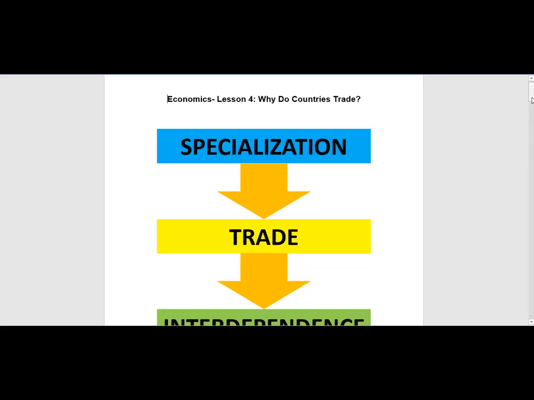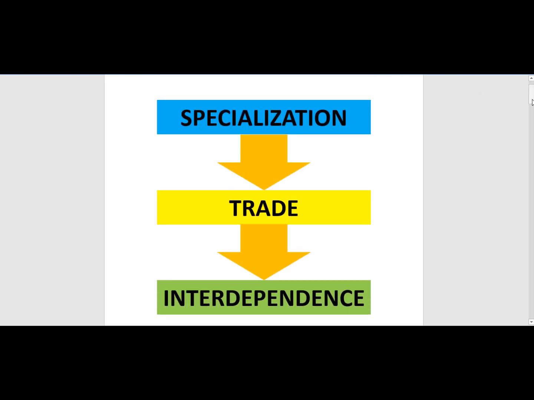So let's get our handouts out here. Economics lesson 4, why do countries trade? And you'll see the big graphic here is showing us that specialization leads to trade, which leads to interdependence. So when we first look at this word specialization, we're thinking about countries specializing in specific goods. They use their resources within that country to produce some sort of good that they can then trade out to other countries around the world, and that leads to more interdependence, more countries depending on one another.